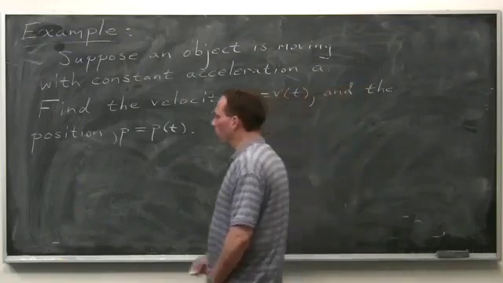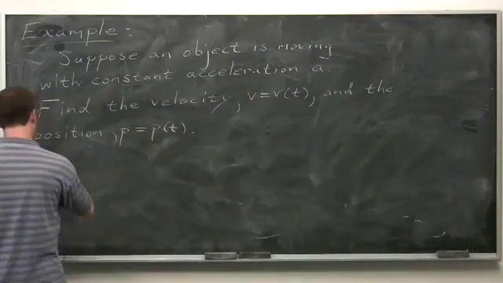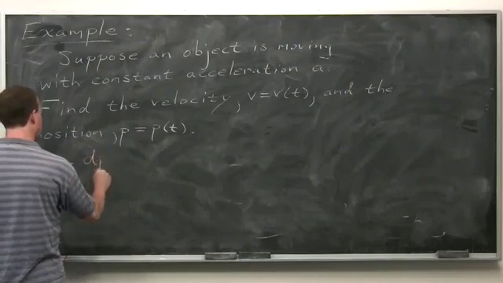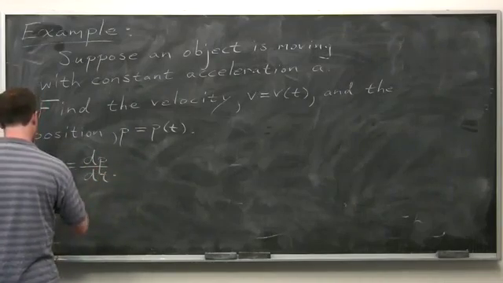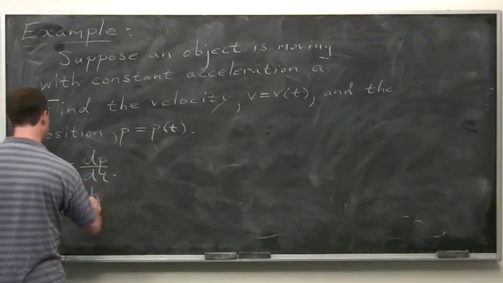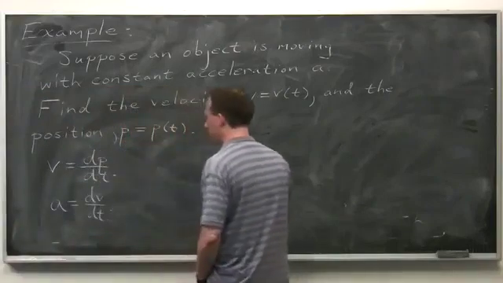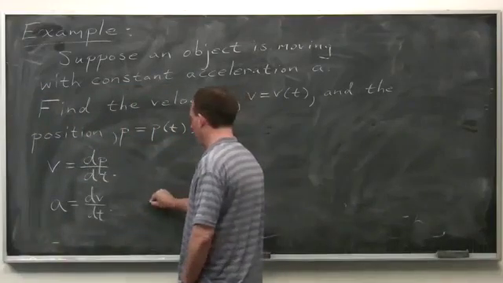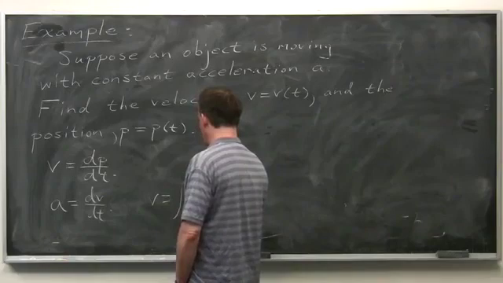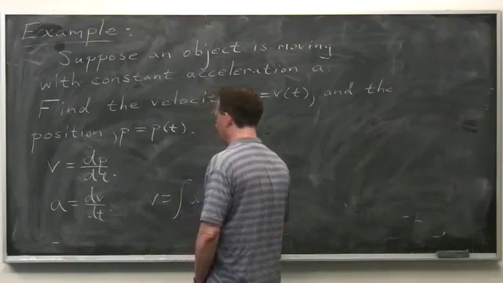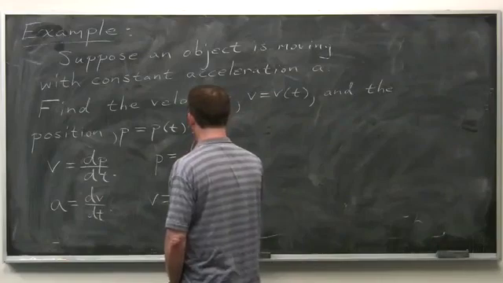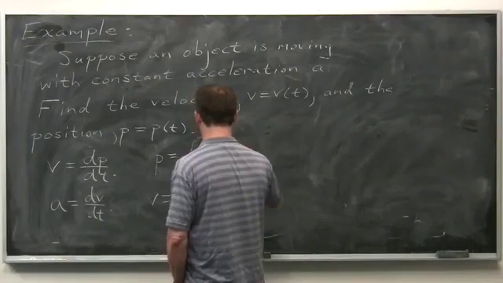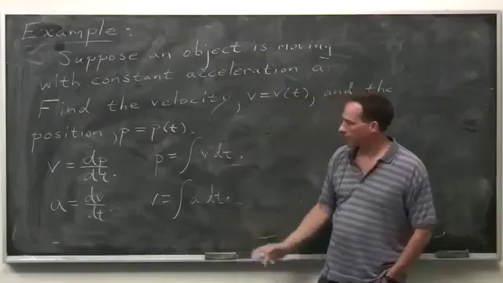So what do we know? We know that velocity is the derivative of the position with respect to time, and acceleration is the derivative of velocity with respect to time. These are exactly the same things as saying that v is an antiderivative of the acceleration with respect to time, and the position is an antiderivative of the velocity with respect to time. Those say exactly the same thing.